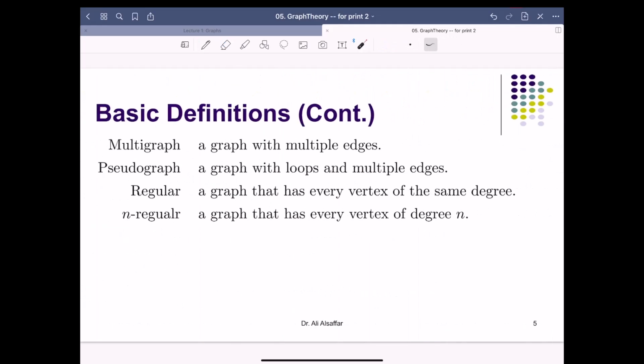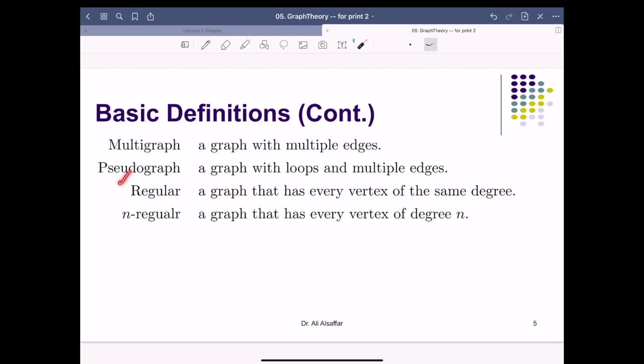Now multigraph. When we say that we have a multigraph, it is a graph with multiple edges. So multiple edges means parallel. So any graph that has parallel edges, regardless of whether it has loops or does not have loops, as long as it has parallel edges, is called a multigraph.